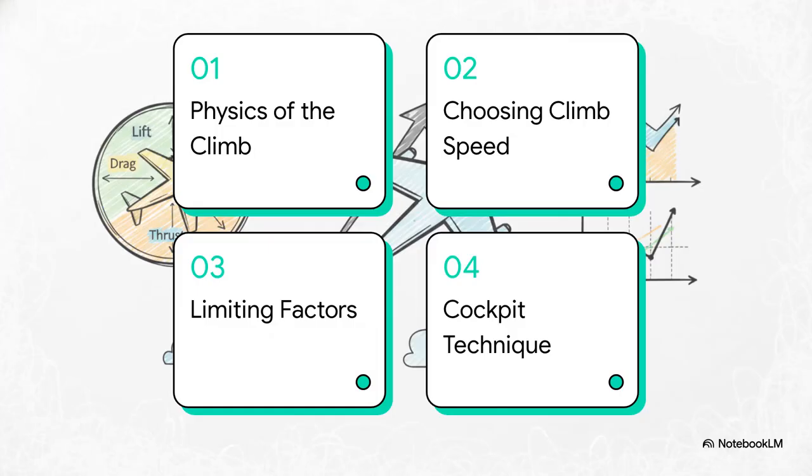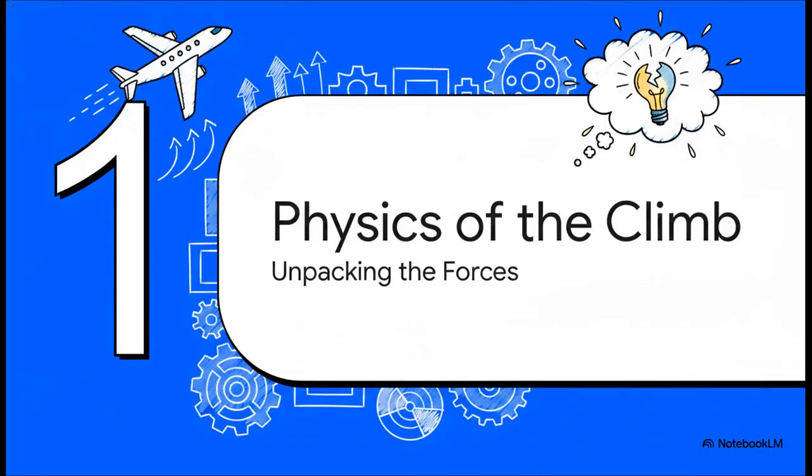In today's explainer, we've got four main things on the agenda. First, the physics of the climb. Second, choosing your climb speed. Third, the factors that limit your performance. And finally, mastering the actual cockpit technique. So let's kick things off with Section 1, the physics of the climb, unpacking the forces.